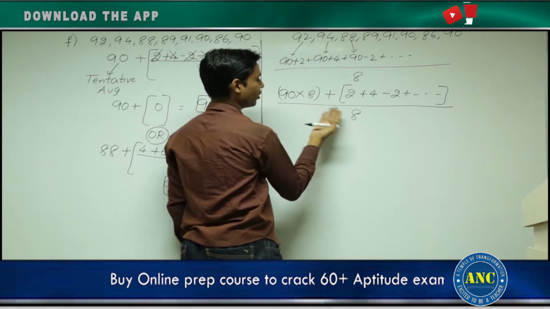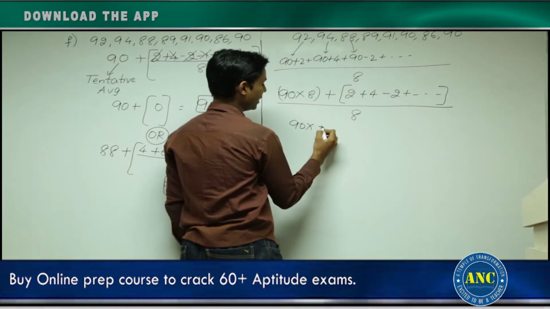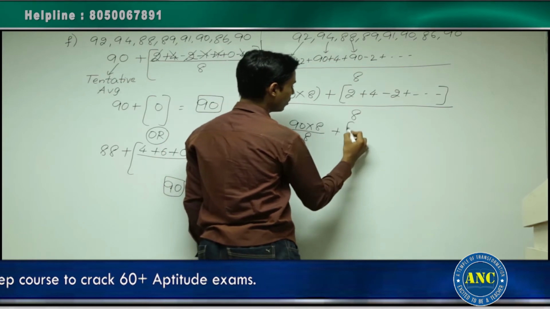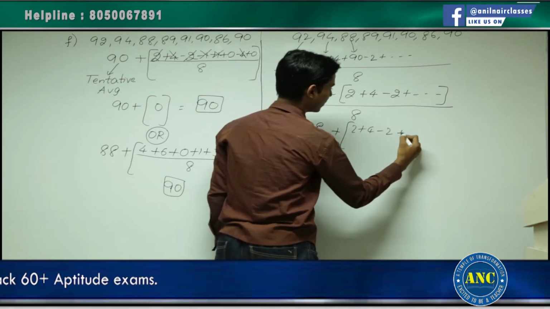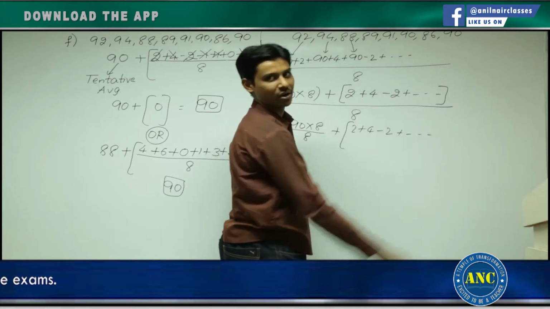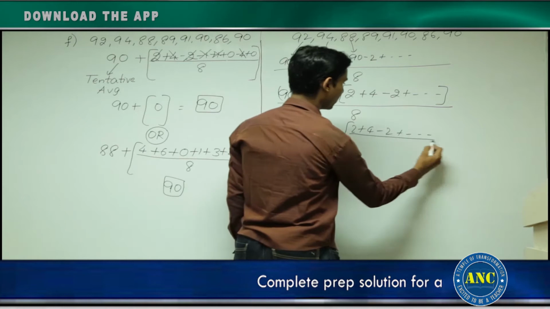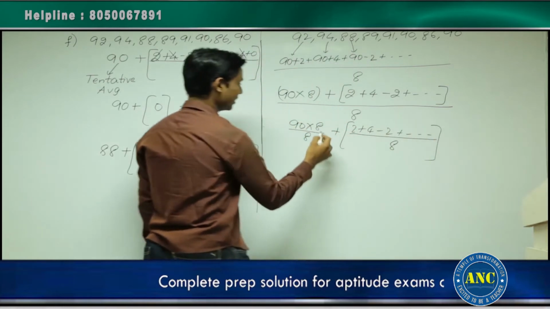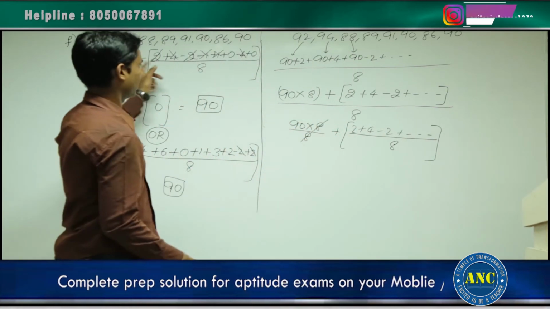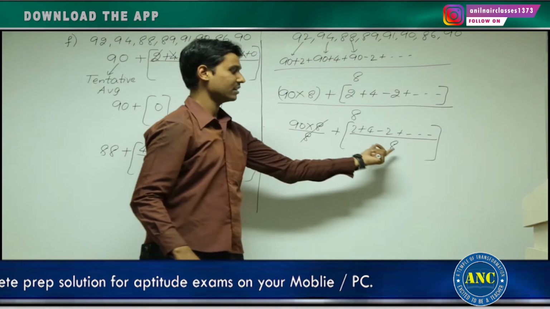Now I can split this into two things. This is 90 into 8 by 8 plus 2 plus 4 minus 2 etc. This etc is nothing but the remaining terms which I have not written. I think it should be understandable, right? It should be very clear. So whole thing divided by 8. Now what we wrote here? This is 90 plus whatever the remaining things I wrote here, the same thing came here.